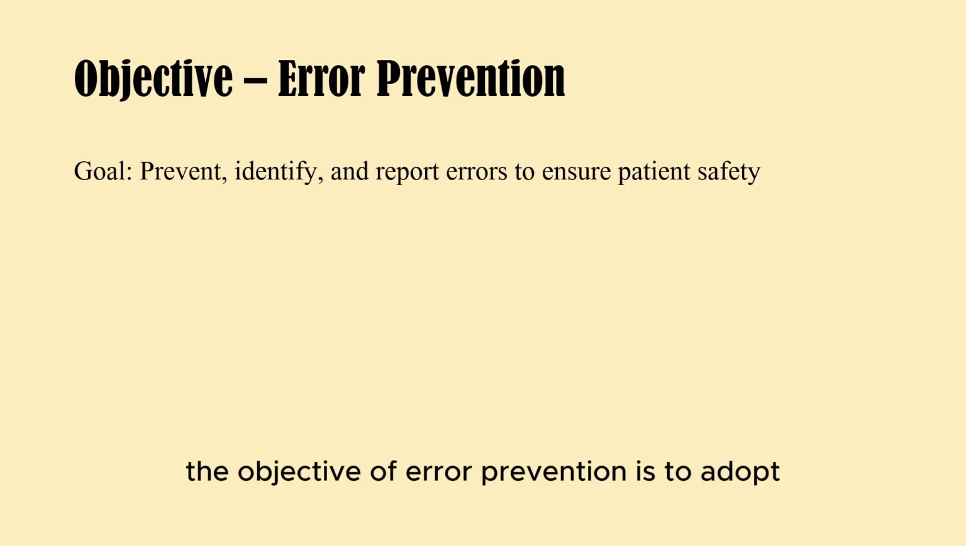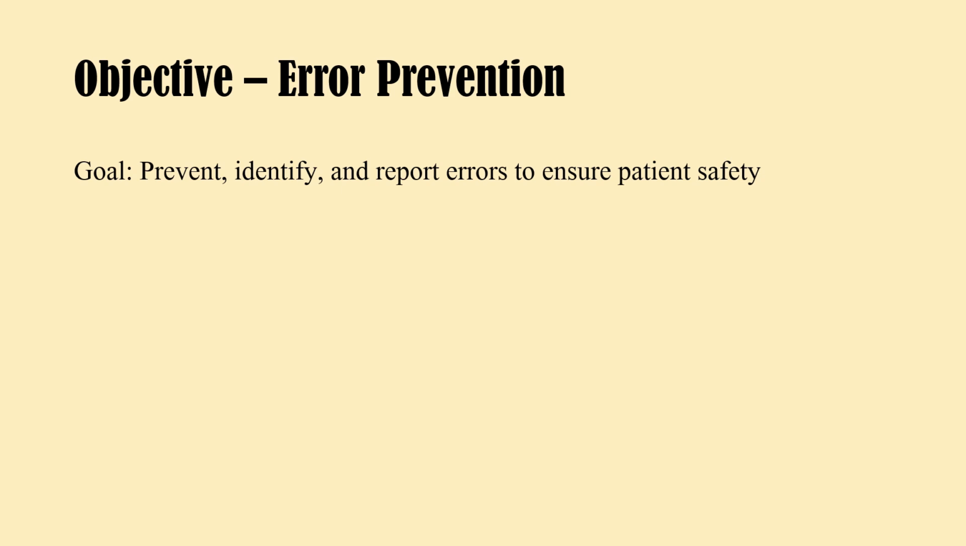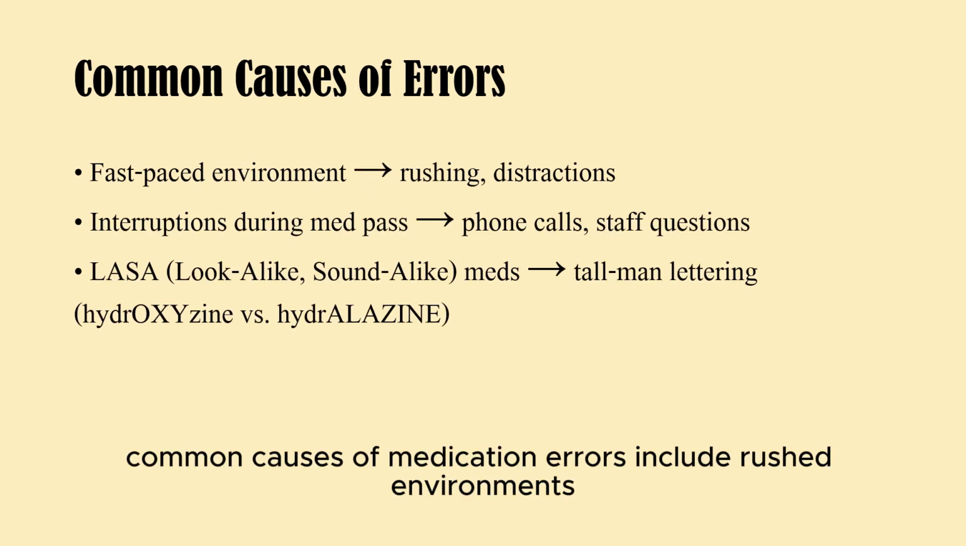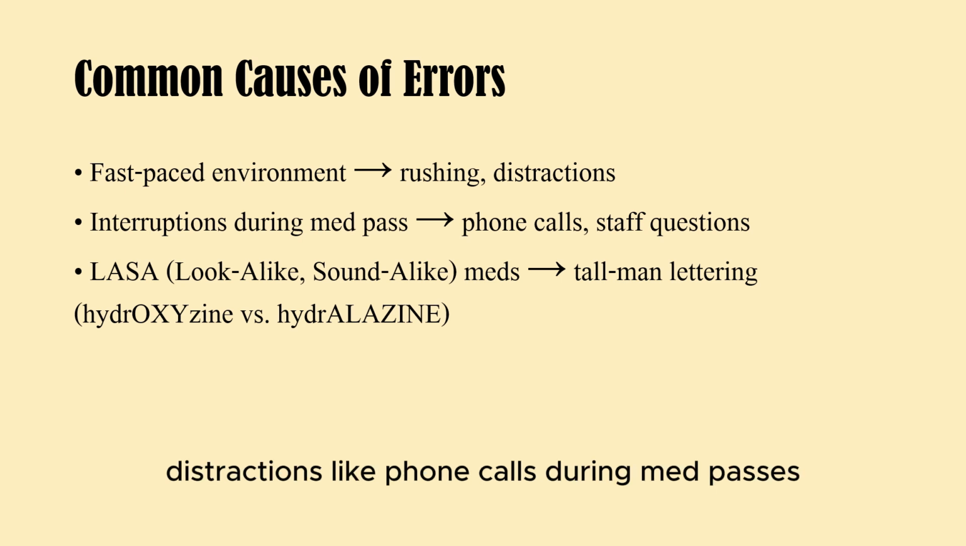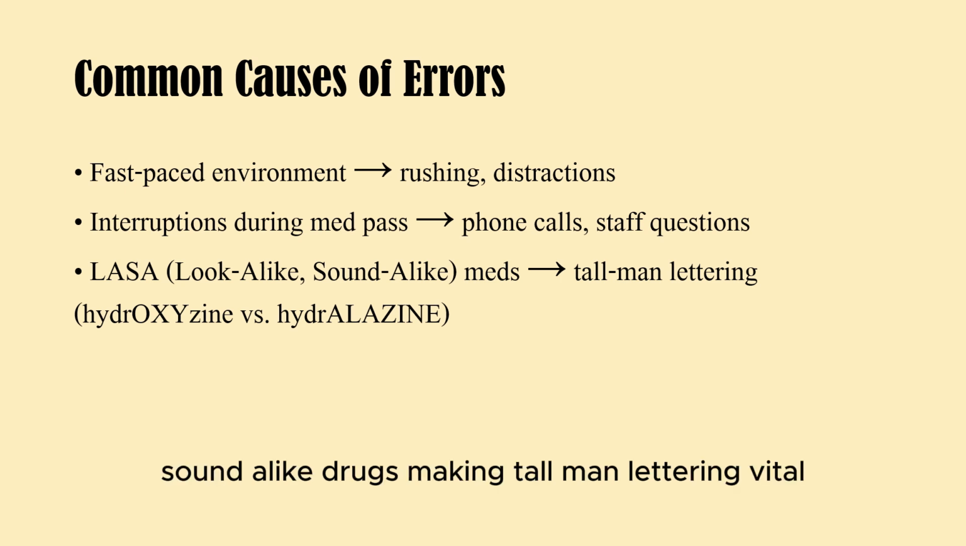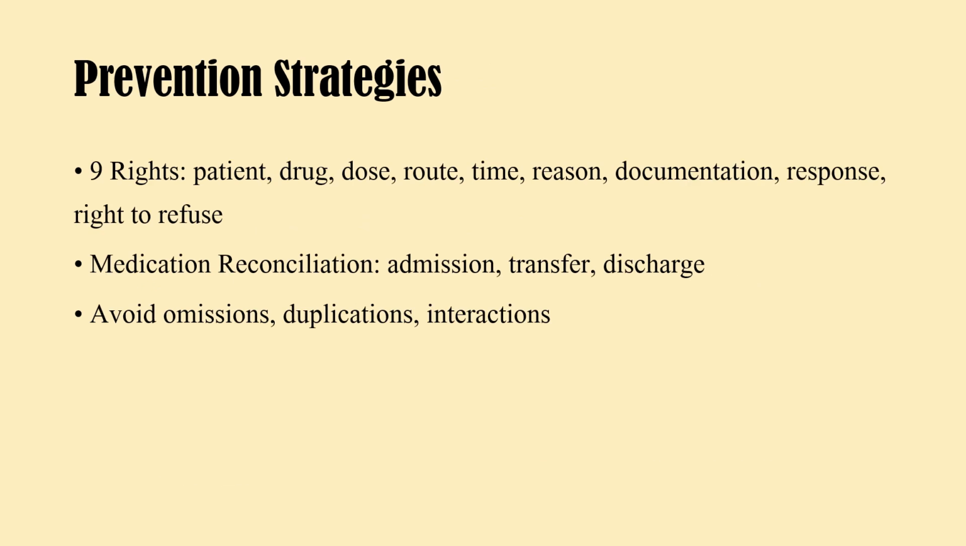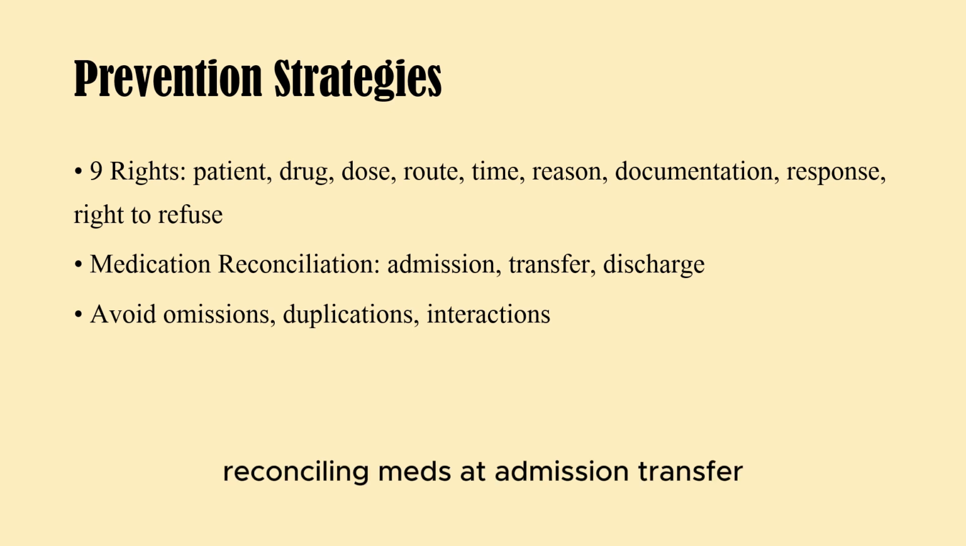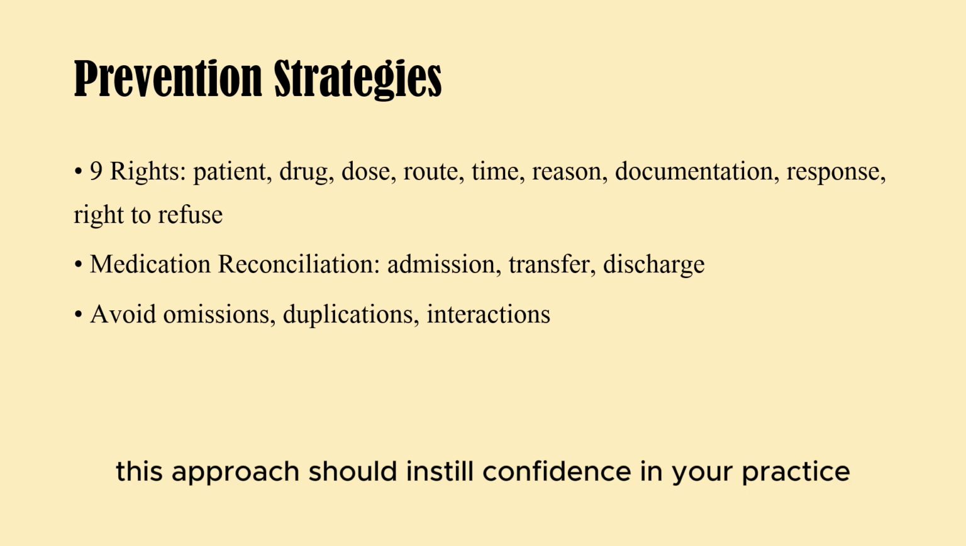The objective of error prevention is to adopt strategies that prevent medication mistakes and appropriately manage them when they occur. Common causes of medication errors include rushed environments, distractions like phone calls during med passes, and confusion over look-alike, sound-alike drugs, making tall man lettering vital. We can prevent errors and ensure patient safety by strictly following the 9 rights, reconciling meds at admission, transfer, and discharge, and avoiding omissions, duplications, or harmful interactions. This approach should instill confidence in your practice.